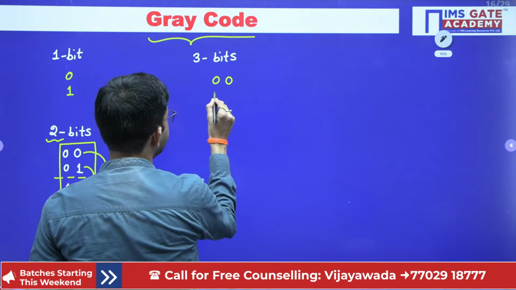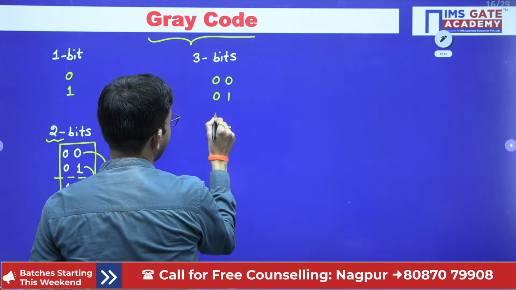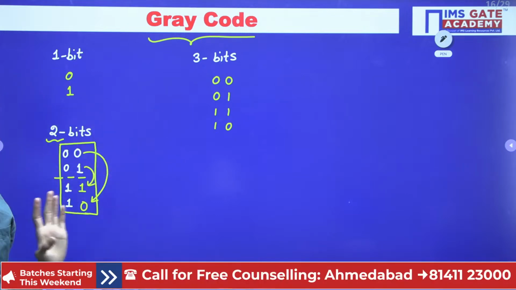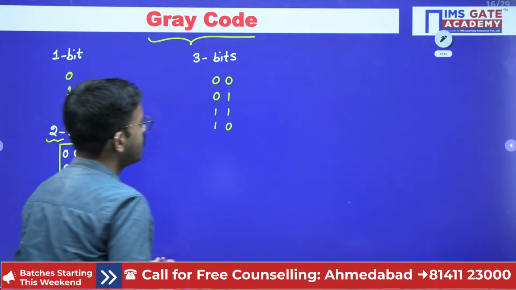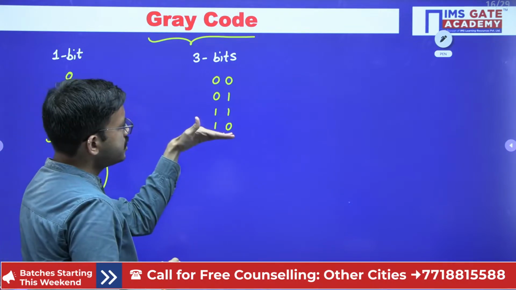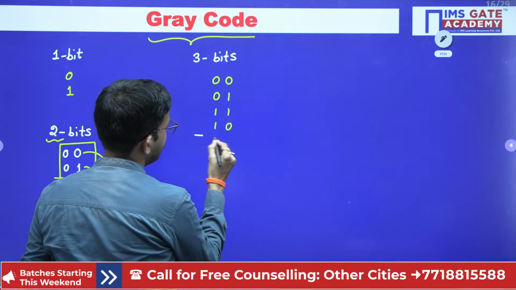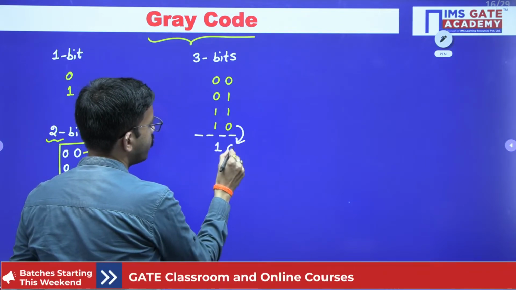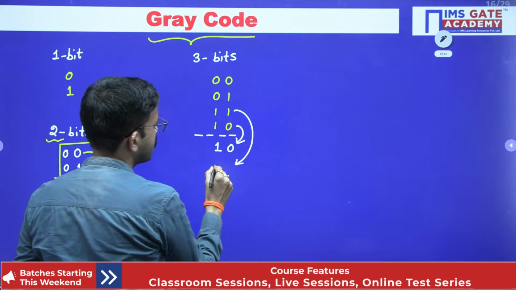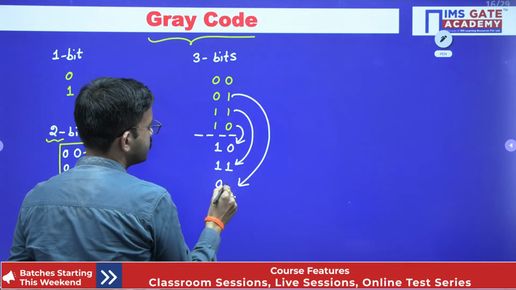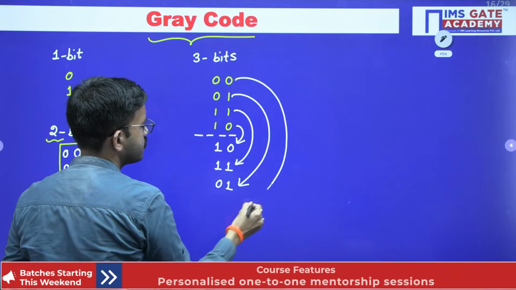0 0 0 1 1 1 1 0. This is the gray code of 2 bits. Now you have to consider there is a mirror here. If there is a mirror, then you will get the mirror image: 1 0, 1 1, 0 1, 0 0.